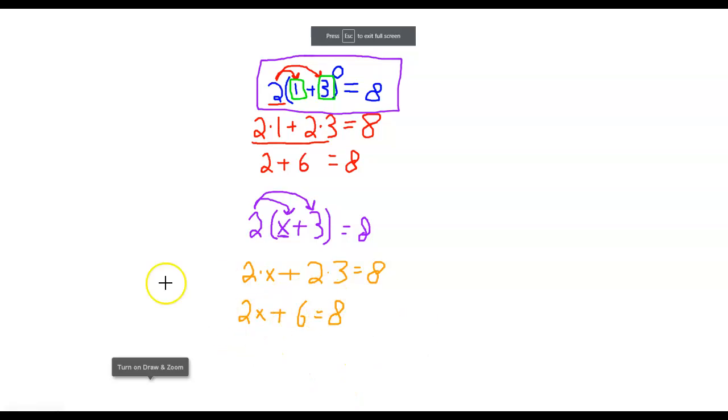So now, last time we were in class, we were solving multi-step equations. Okay, I want to get this x right here. As my voice squeaks, all by itself. So how do we do that?